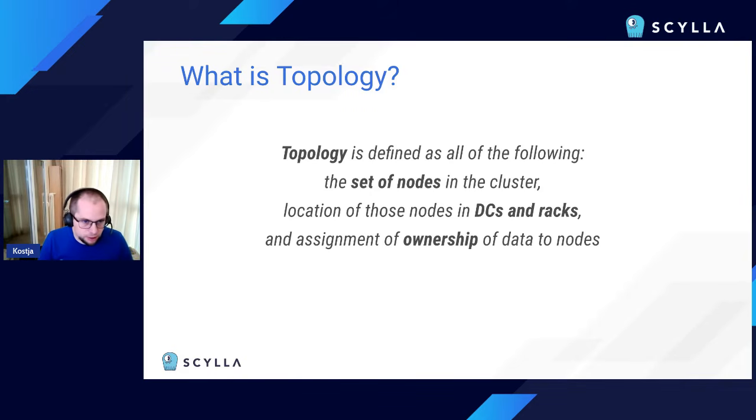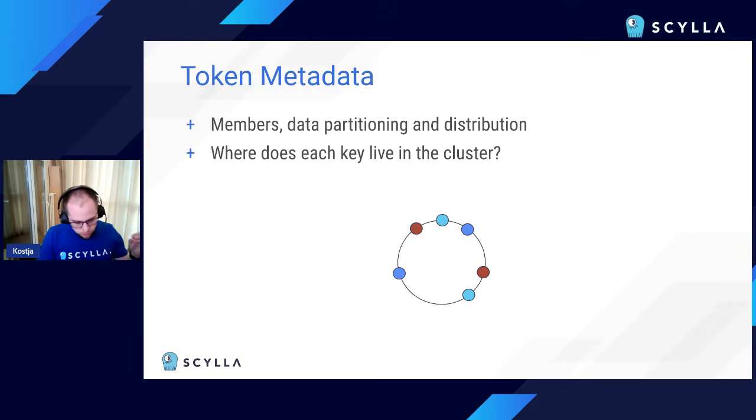Topology is the set of nodes in the cluster, the set of data centers, what's often called failure domains: what data centers, what racks, what servers you have. And it's the ownership, the mapping of the data to the node. So what node in the cluster owns what partition or part of the data.